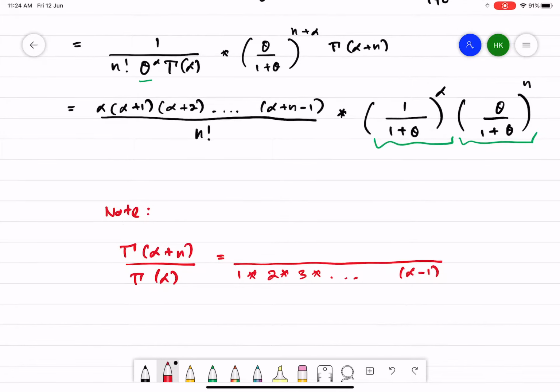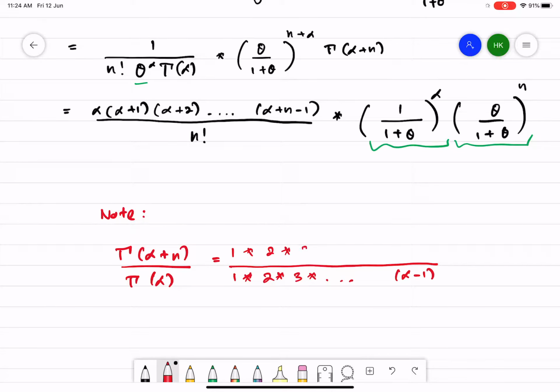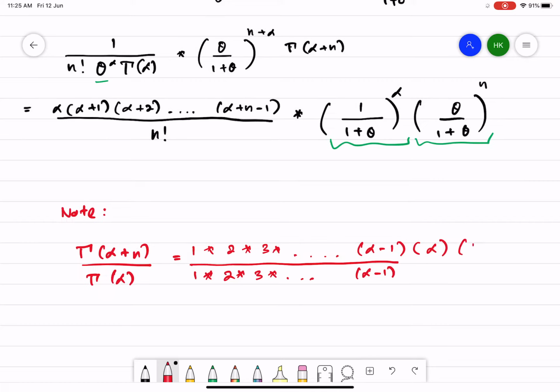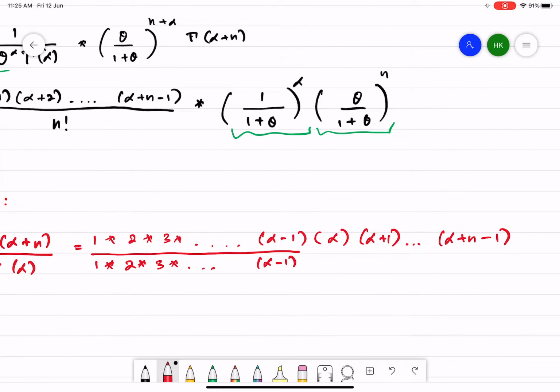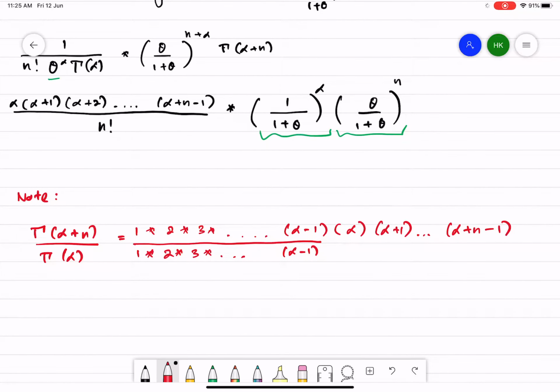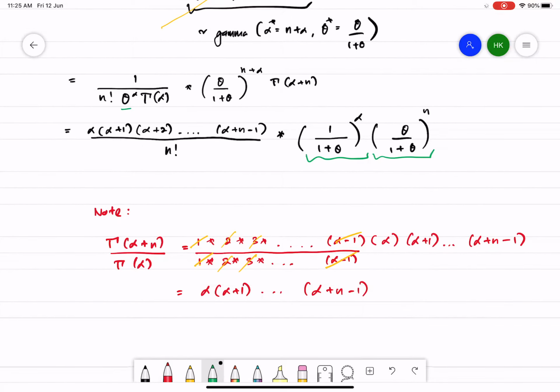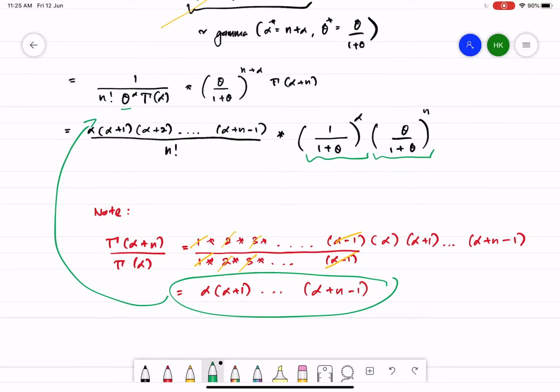And after that the top part here is 1 times 2 times 3, and you multiply up to alpha minus 1, but more than that, alpha, and after that alpha plus 1, and you keep multiplying up to the last one, which is alpha plus n minus 1. You can see that we can cancel because they are a ratio, right, of numerator and denominator. So you can cancel all of them. So you are left with alpha plus 1, and you keep multiplying up to alpha plus n minus 1. This is how you get this one, this is how you get the top one here.